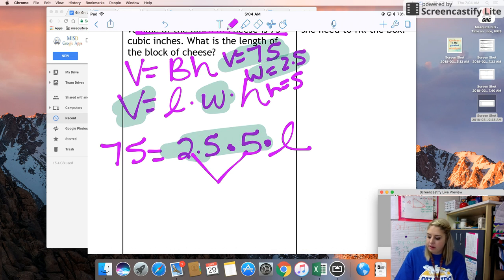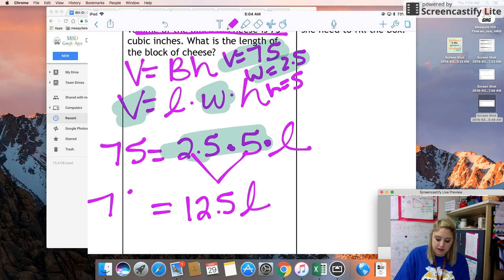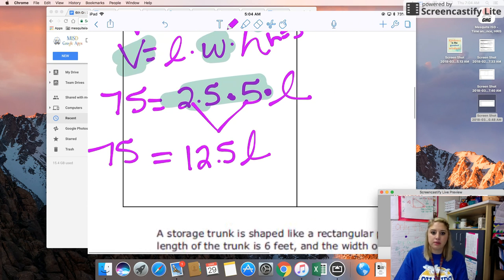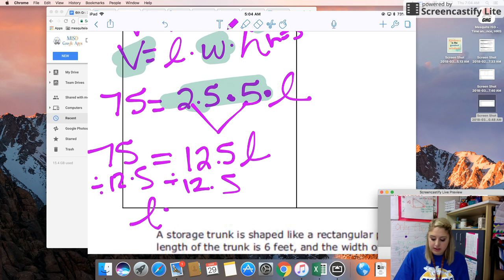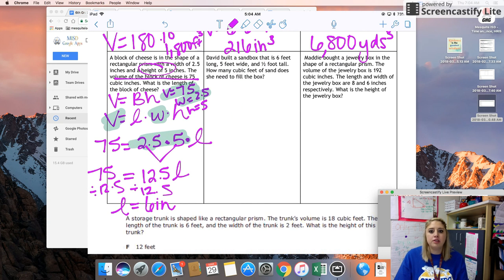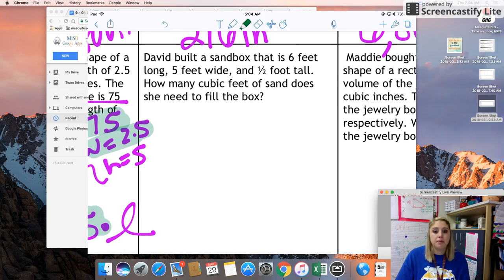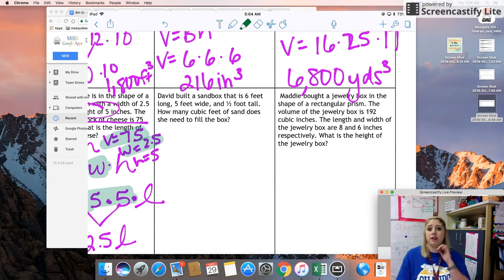And if I do that, I'm going to end up getting that that's 12.5 times the length equals 75. And remember what we got really good at doing yesterday, dividing by 12.5 onto both sides. And when you do that, you're going to get that the length is 6 inches. Okay? So what I want you to do is try these next two problems. Now, this next problem here and this problem here, they're kind of different. So try these two problems, give it a whirl, and then raise your hand if you have any questions, and we'll talk in a minute.